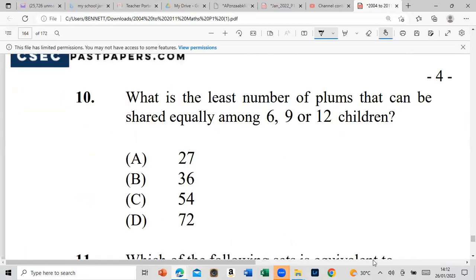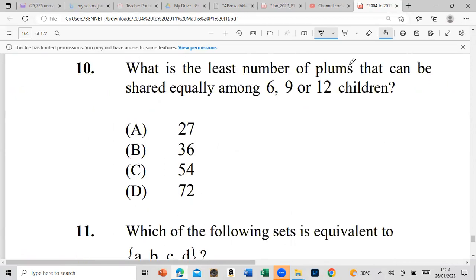Number 10. The number is not on this page, but nevertheless, let's go. What is the least number of plums that can be shared equally among 6, 9, or 12 children? The least number of plums. So basically, you want a number where all of these can go into without a remainder. Right? So we can eliminate 27. So it's actually the least.